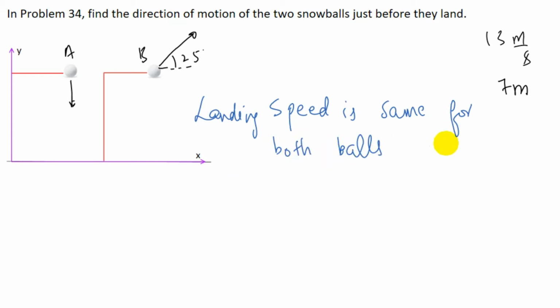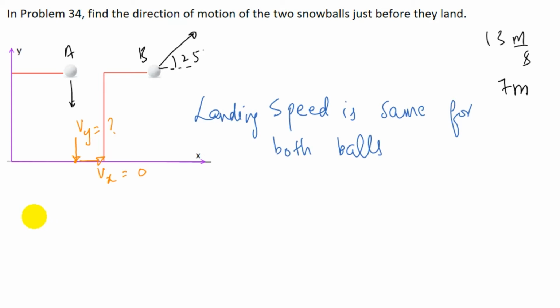Now we have to prove it also. So let's first consider ball A. Ball A is thrown straight downward, and this is the ground, so the direction of the velocity will be vertically downward. So what would be Vy here? We don't know, but we can calculate it by using equations. And Vx, there is no component of velocity in the x direction, so Vx is 0 for ball A.